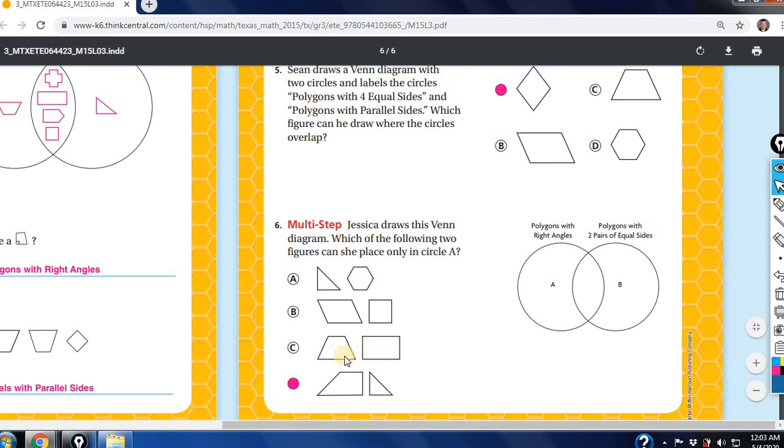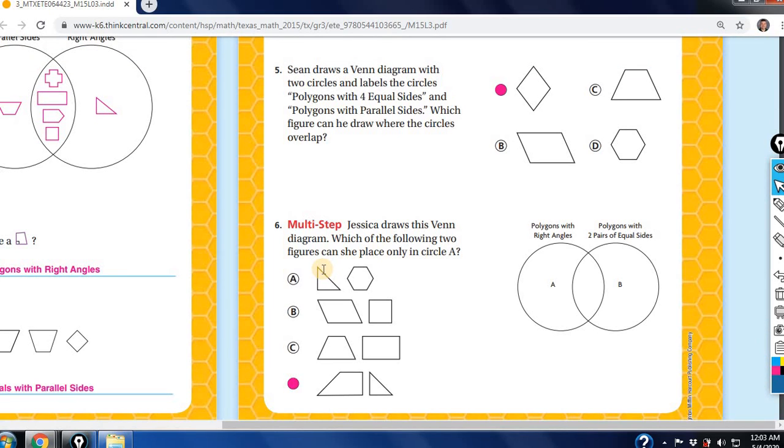This one has a right angle, but this one does not. These 2 have right angles. So this is your choice right here. Polygons with right angles. These are the only 2 that both have right angles. The other 3, there's only one that has a right angle.